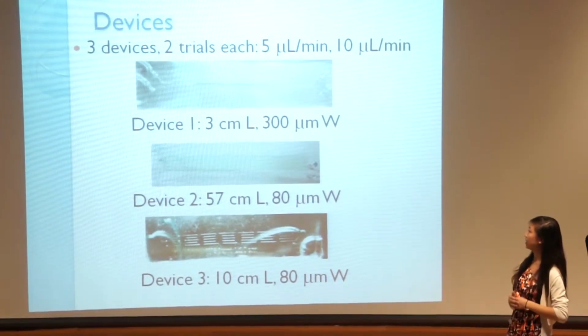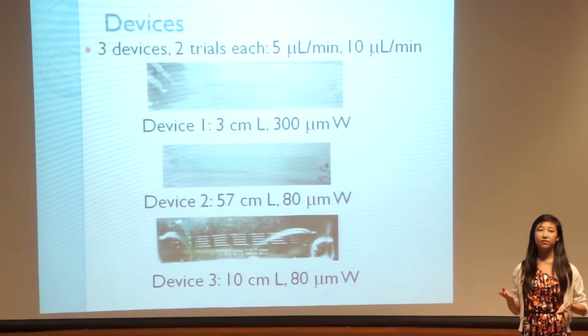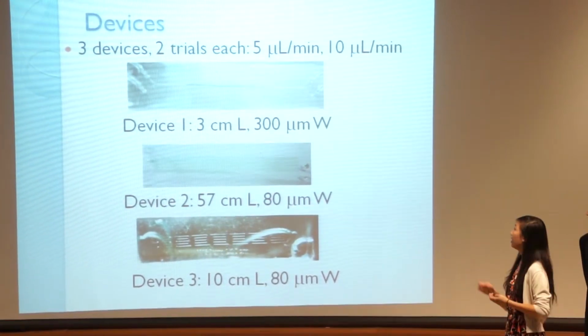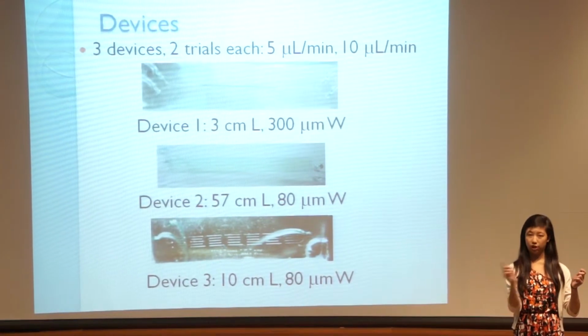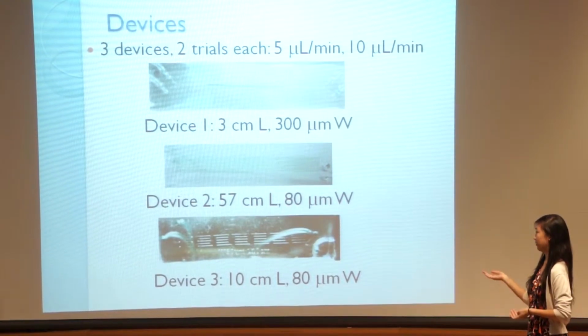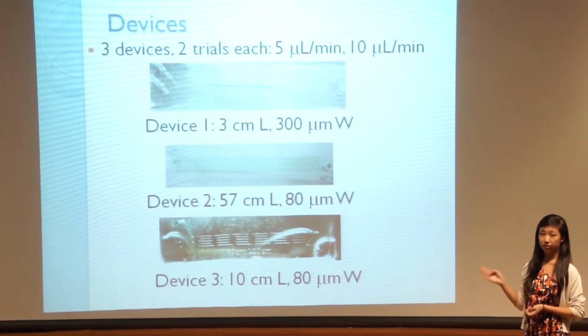The first one on the top you can see is just a straight channel, 3 centimeters long. It's the base of our experiment to show the diffusion just across one channel. And our second one incorporates a long channel with more turns, so it becomes more complex. And the third one has even more turns. You can see we did 2 trials each for each of the 3 devices.